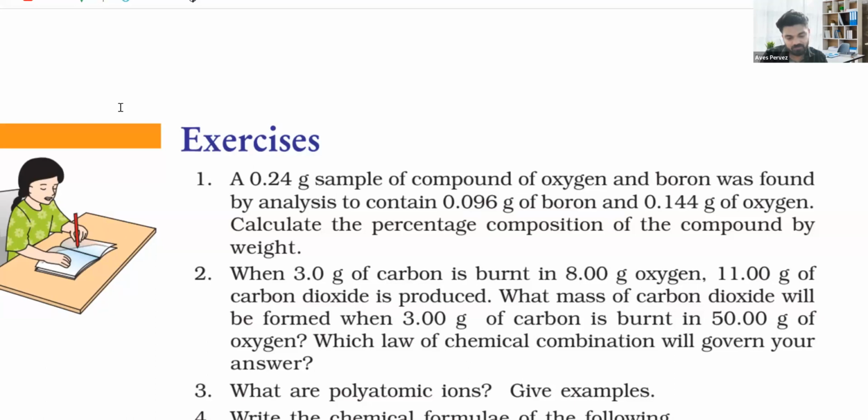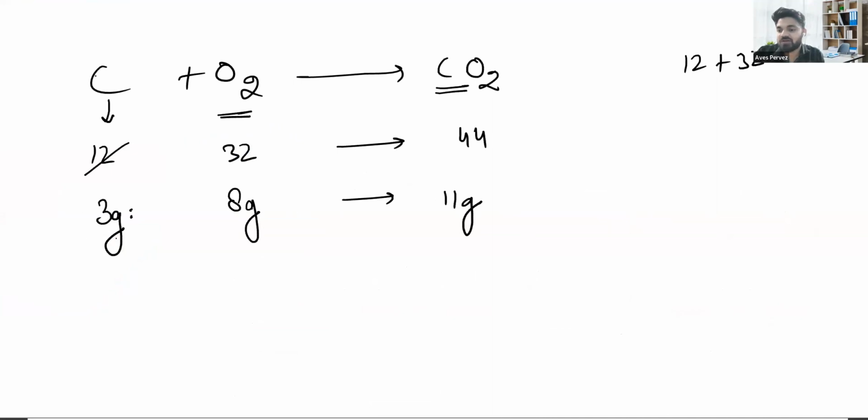Sir, I don't know how to solve this one. This is simple. 3 grams of carbon burned in 8 grams of oxygen gives 11 grams of carbon dioxide. So what is the mass of carbon dioxide formed when 3 grams of carbon is burned in 50 grams of oxygen? If 3 grams of carbon is given, and now you have 50 grams of oxygen, how many grams of carbon dioxide will be formed?